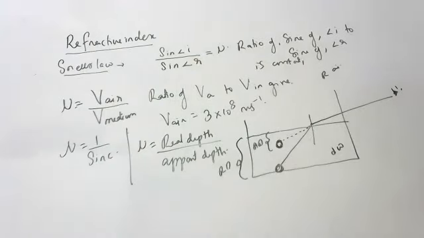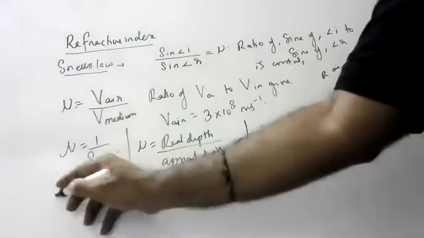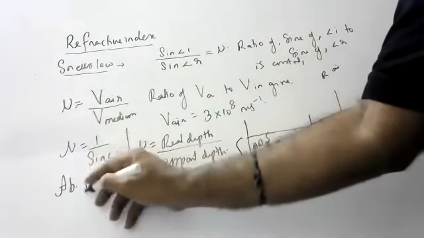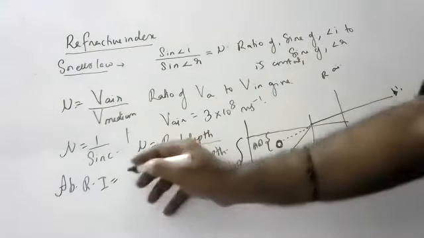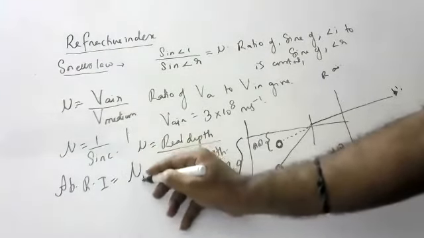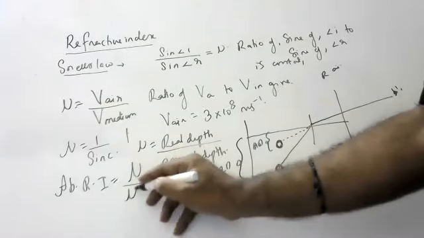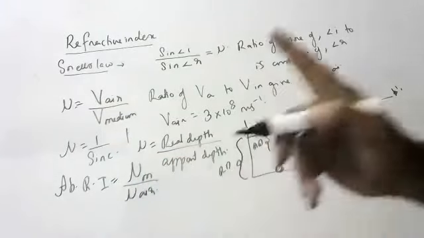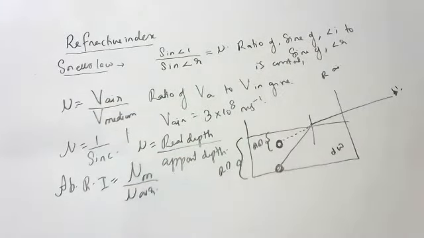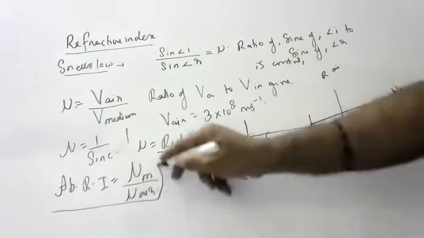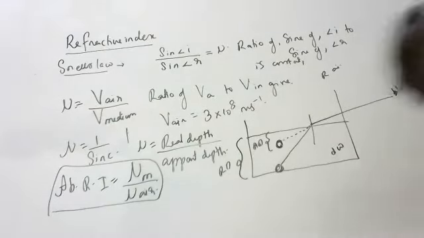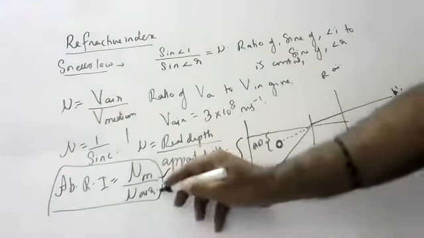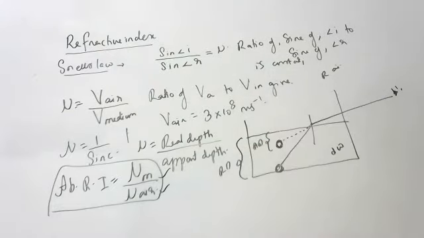Okay. Apart from this, children, we also have absolute refractive index. What is absolute refractive index? Absolute refractive index is defined as the refractive index of any medium with respect to the refractive index of air. Refractive index of air is 1, children, always remember. What is the absolute refractive index definition? So many times they ask in board exam, children. Refractive index of any medium compared to refractive index of air is called absolute refractive index.